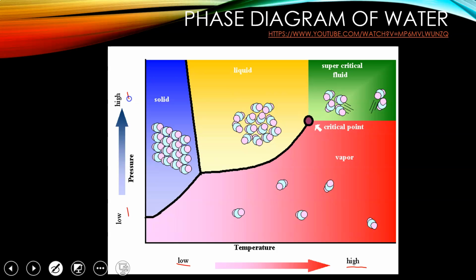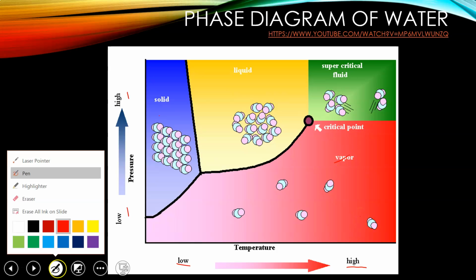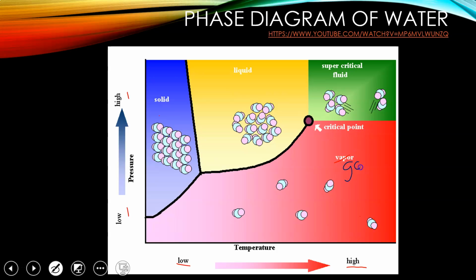Okay? So if we have a low temperature and a kind of medium to high pressure, you're going to have a solid because that puts you there. But if I have a low pressure and a high temperature, it's going to be a vapor or a gas. Let me change colors real quick. Gas. And then if you have kind of a medium temperature and a high pressure, you'll have a liquid.